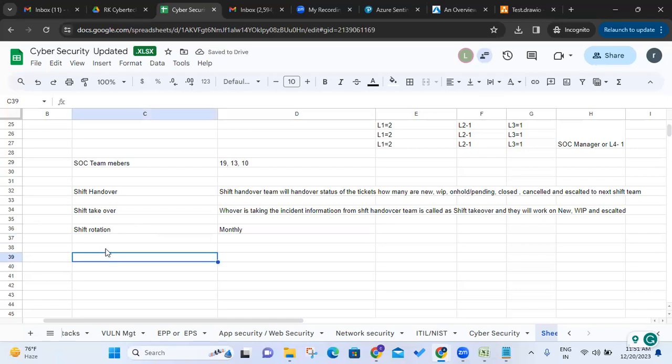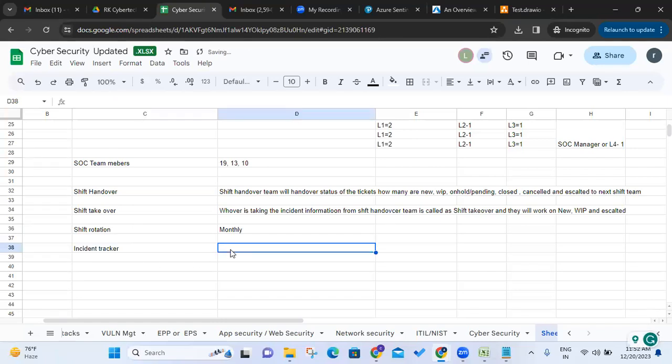Next one is the incident tracker. I will provide two different types of incident trackers. It will provide the status or tracking of all the incident summary.